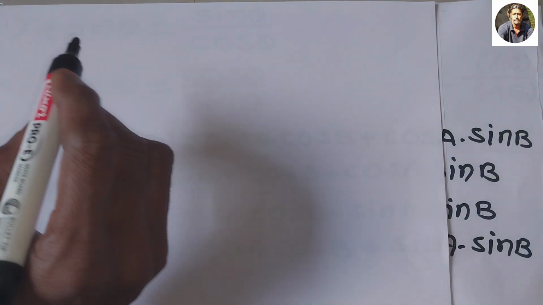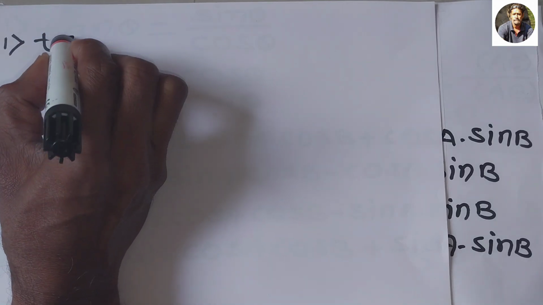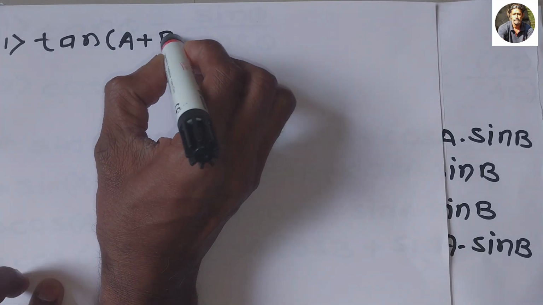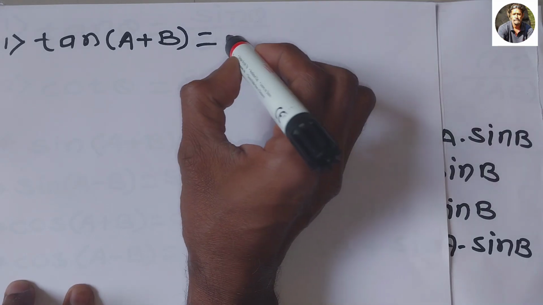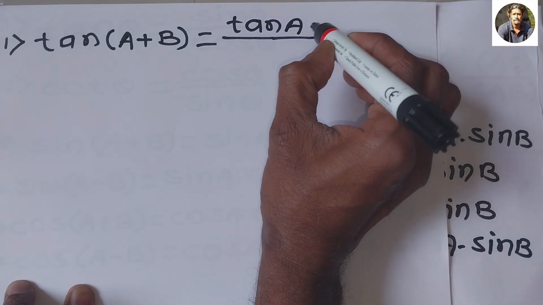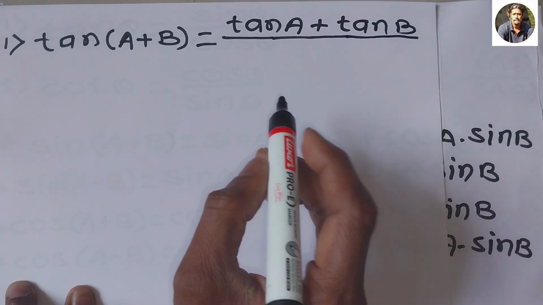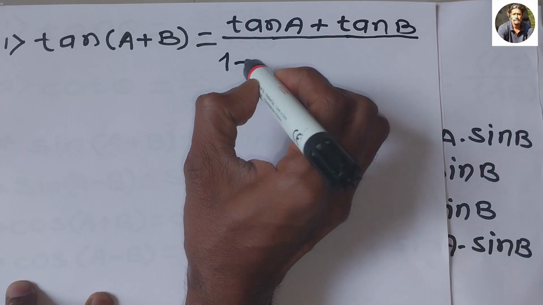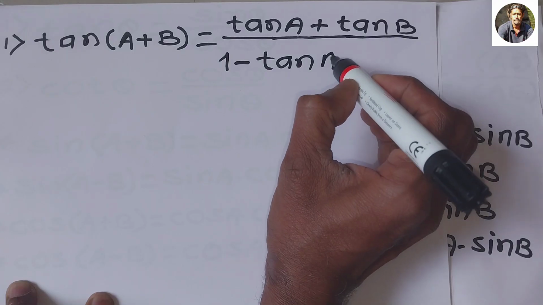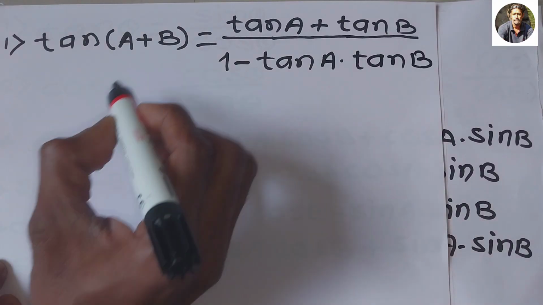Then tan(A plus B). tan(A plus B) is equal to, look here, tan A plus tan B upon 1 minus, where there is plus we write minus, tan A into tan B. This is for tan(A plus B).